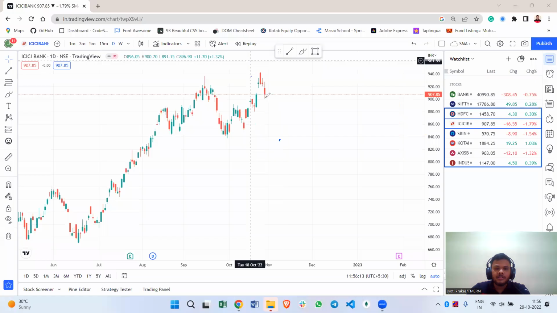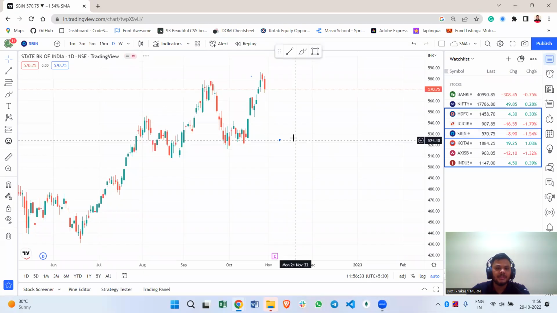But if it opens flat or opens gap up and it closes above 907, and it trades and shows some buying scenario, then we can expect some buying movement here, and the target will be 920 to 926. Okay. Now let's look into SBI Bank.